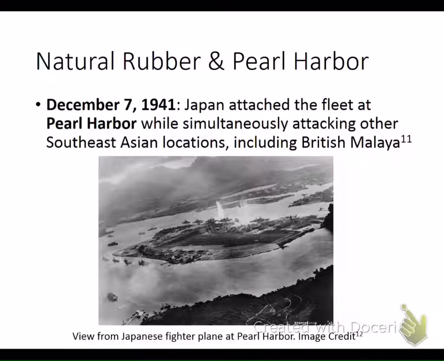So it was December 7th, 1941, as many of you know. Japan attacked the fleet at Pearl Harbor while simultaneously attacking other Southeast Asian locations, including British Malaya. And this is really cool. This is a view from the Japanese fighter plane at Pearl Harbor.